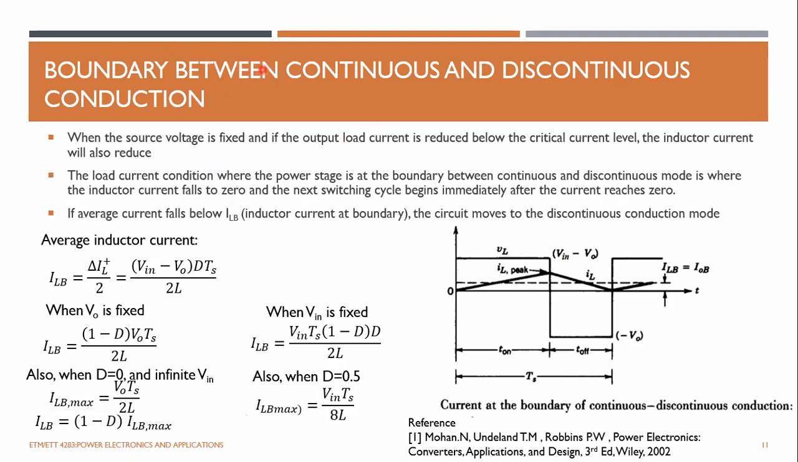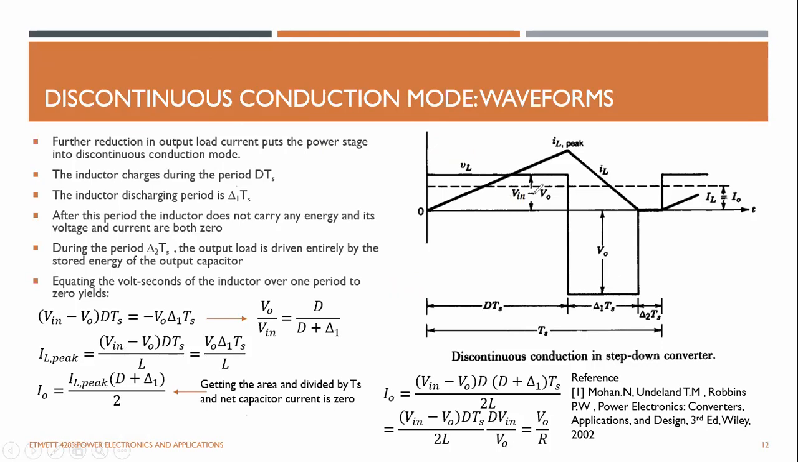Now there's a condition called the boundary between continuous and discontinuous conduction. So far I have explained the buck converter operating in continuous mode, which means the inductor current will never reach zero. But when you reduce your output load from maximum load to a very small value, the inductor current will reduce. At one stage, it will come to a point and settle here. Before that, I will show you what discontinuous mode is.